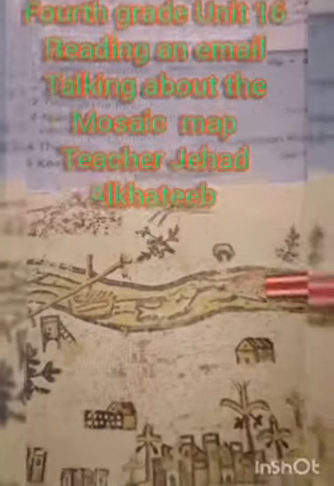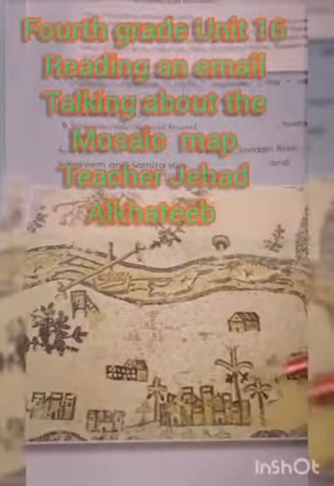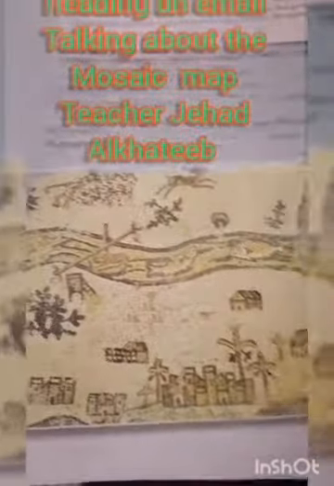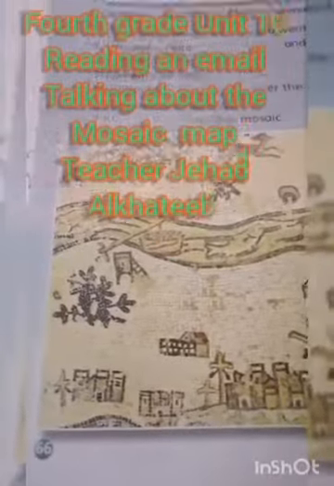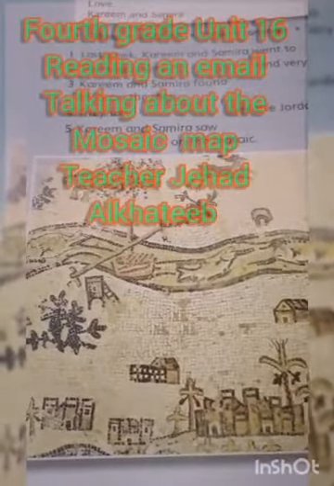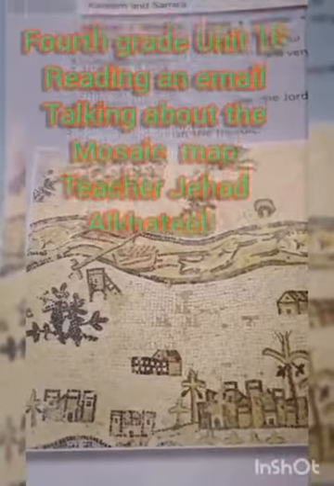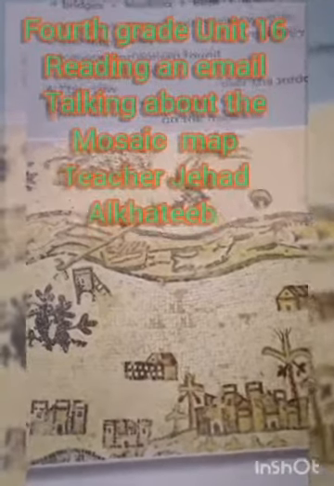Before reading, I want you to look at this photo. What is this? What do you think? Yes, it's a mosaic map. خريطة الفسيفساء. It's a mosaic map. Okay. What can you see in this photo? What can you see in this mosaic?